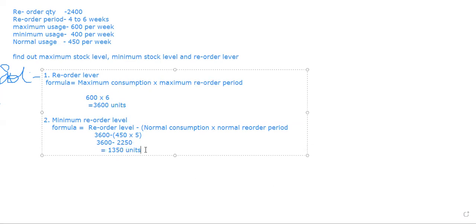So hope it is clear. You can go through the formula. First, when I was going with the reorder level, my formula was maximum consumption multiplied by maximum reorder period. And when I came to the minimum, it is a little bit opposite. I said minimum needs a reorder level compulsory. So that's why reorder level comes first. From that one, we are going to minus the opposite: minimum, normal consumption into normal reorder period. So that is it. And the last one is what? The third point is going to be the maximum.